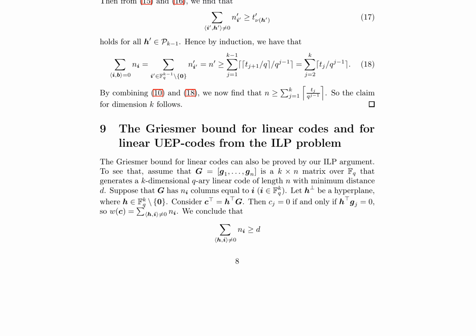The authors then use equation 15 and equation 16 to establish equation 17, which holds for all H element of P_(k-1). This equation is used to prove the claim for dimension k, as stated in equation 18. Finally, the authors show how the Griesmer bound for linear codes can be proved using their ILP argument, by considering a k times n matrix G over F_q that generates a k-dimensional linear code of length n with minimum distance d.